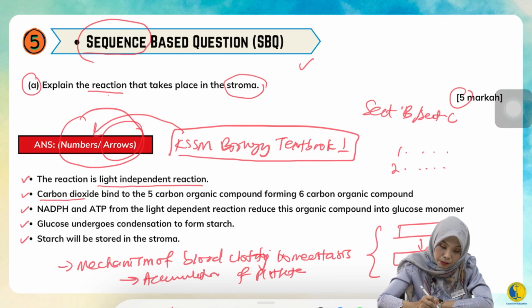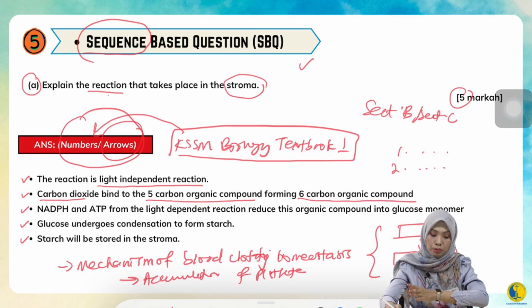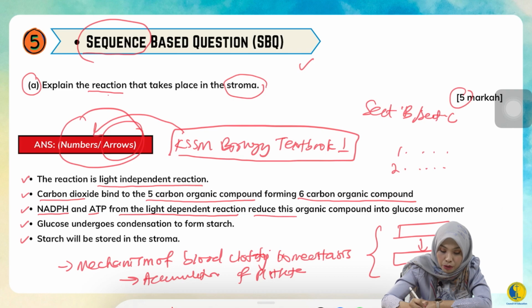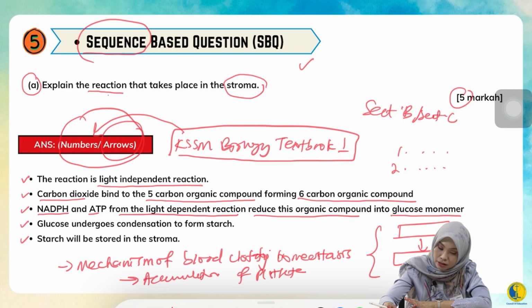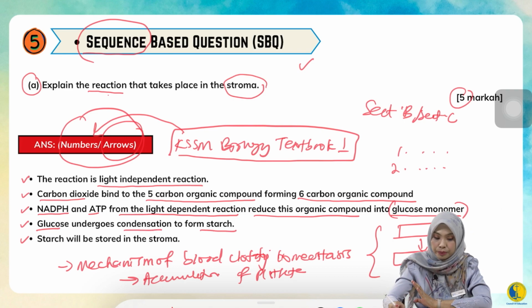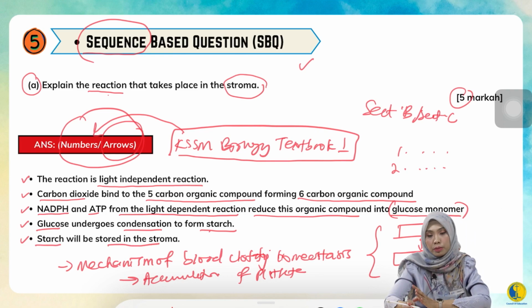Carbon dioxide binds to the 5 carbon organic compound, forming 6 carbon organic compounds. See, one by one, 1 point, 1 sentence. Next, NADPH and ATP from the light-dependent reaction reduce this organic compound into glucose monomer. Okay, stop. What should you say about glucose monomer now? Glucose undergoes condensation to form starch. Your last word is starch, so you continue with starch. Starch will be stored in the stroma.